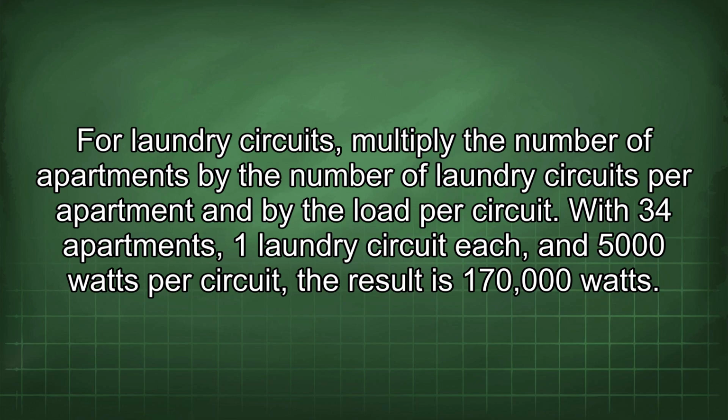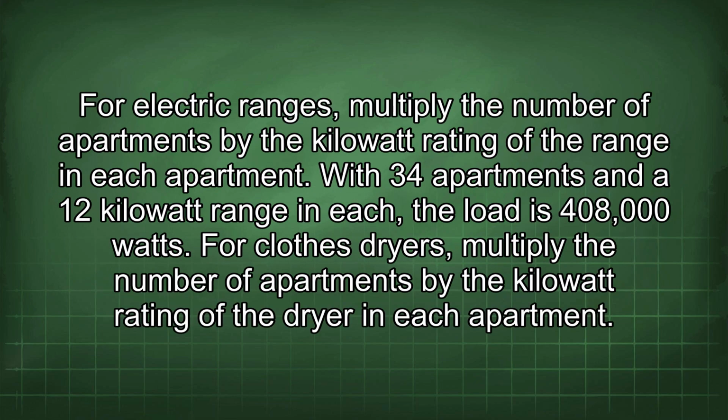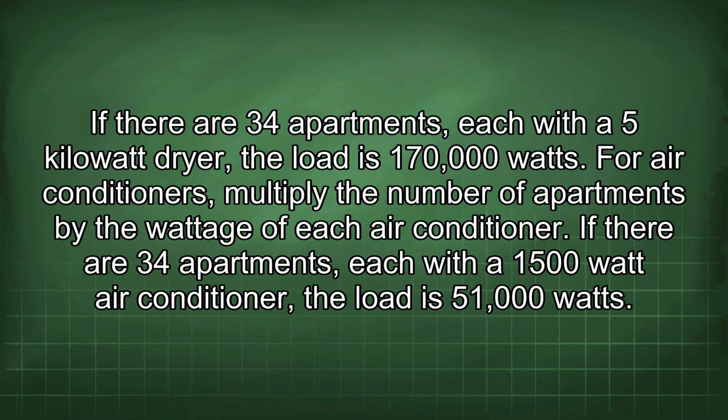For laundry circuits, multiply the number of apartments by the number of laundry circuits per apartment and by the load per circuit. With 34 apartments, 1 laundry circuit each, and 5,000 watts per circuit, the result is 170,000 watts. For electric ranges, multiply the number of apartments by the kilowatt rating of the range in each apartment. With 34 apartments and a 12 kilowatt range in each, the load is 408,000 watts. For clothes dryers, multiply the number of apartments by the kilowatt rating of the dryer in each apartment. If there are 34 apartments, each with a 5 kilowatt dryer, the load is 170,000 watts.